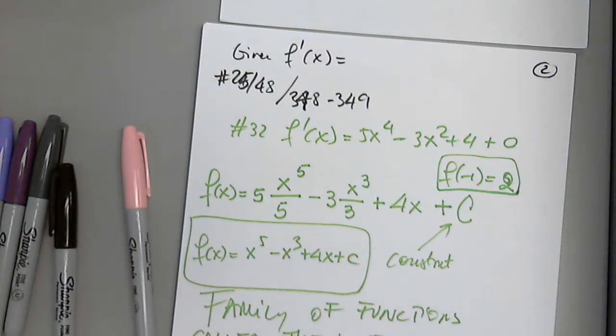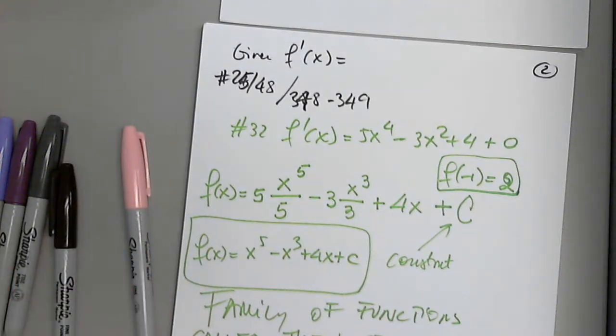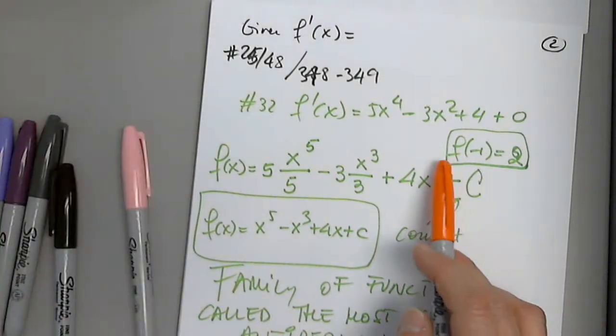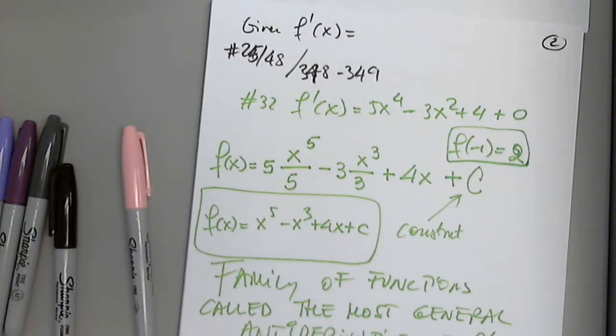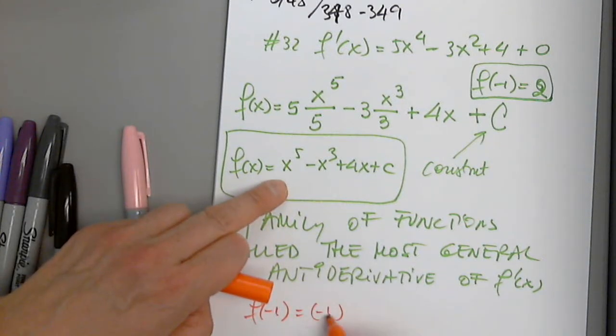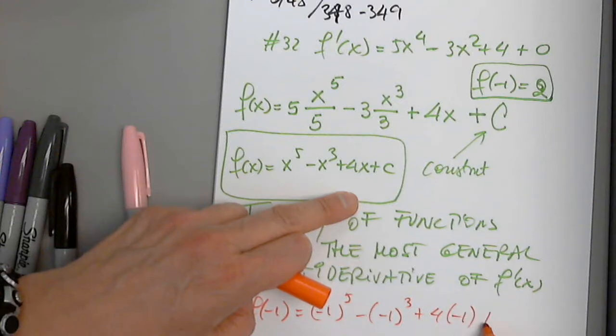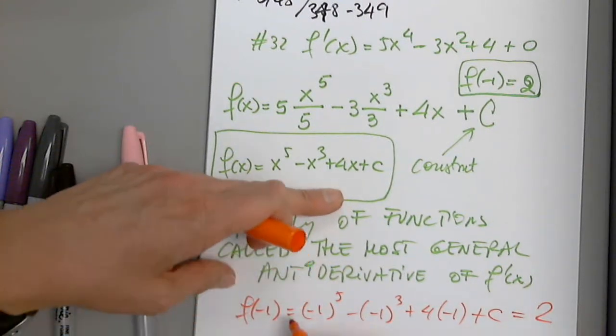To find the constant. In other words, to find the unique function, the unique antiderivative of f prime. They don't want us to find a whole family of functions. They want just one, a particular one. So f of negative 1, it says, is 2. So f of negative 1 will be negative 1 to the 5th minus negative 1 to the 3rd plus 4 times negative 1 plus a constant c equals 2.